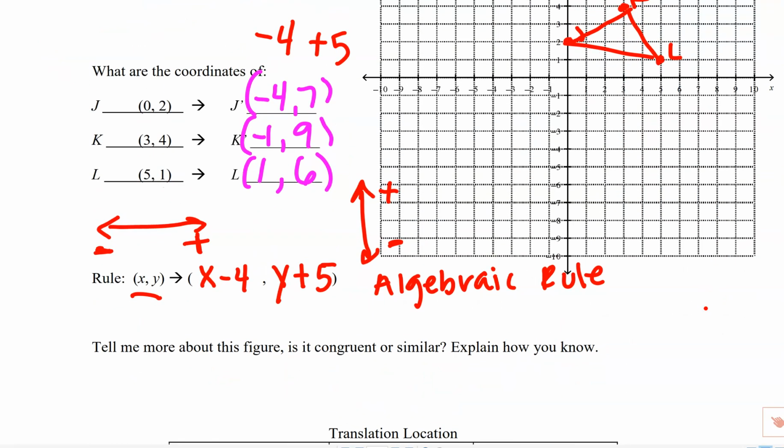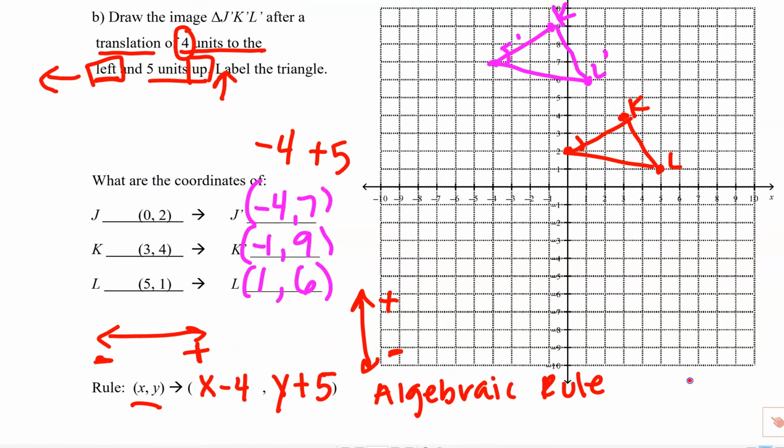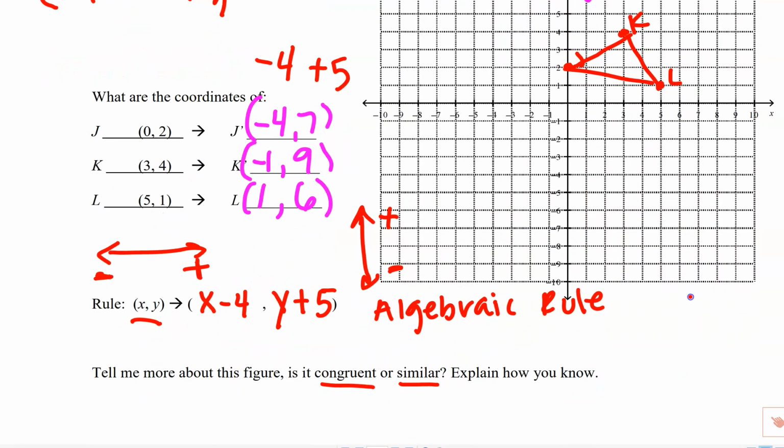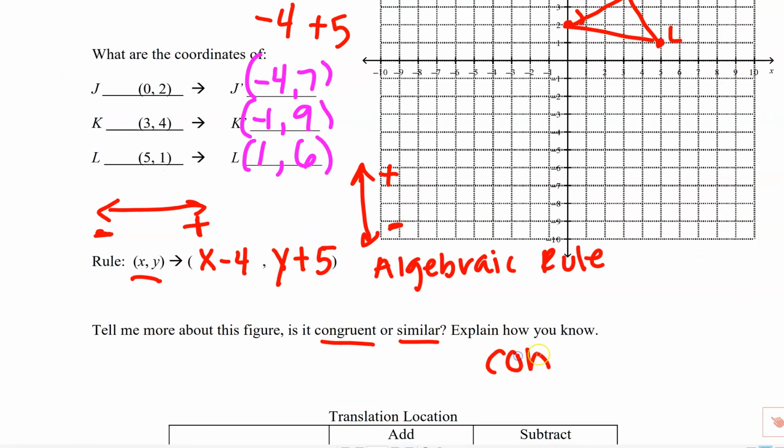So it says, tell me more about this figure. Is it congruent or is it similar? Now remember, congruent means that they are exactly the same size. Similar means they can be a different size, but they're still proportional. Now, are these congruent or are they similar? If you said congruent, that is correct. Congruent because all that happened is that you moved location. It's like yourself. If you move from wherever you are to a door, did you change size? No, you did not. You only changed location.